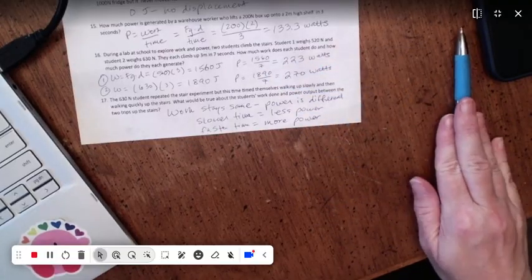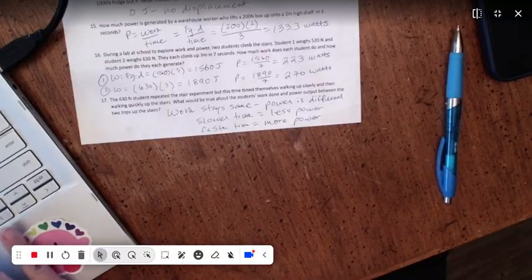Okay. Okay, that's all. That's the whole study guide. Ta-da!